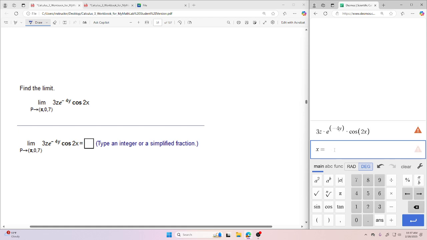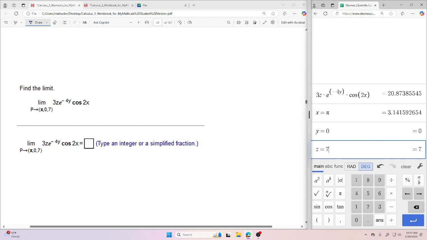So I got an x equal to pi, a y equal to 0, and a z equal to 7. Oh, well, we got something. Now we're okay. Right? Isn't that how we're supposed to do it?